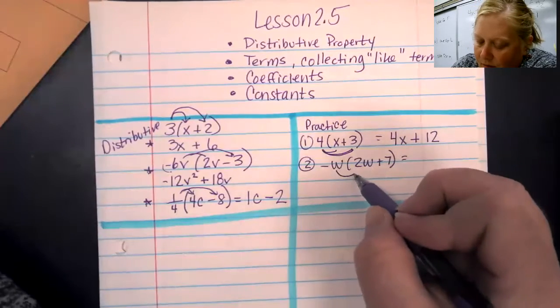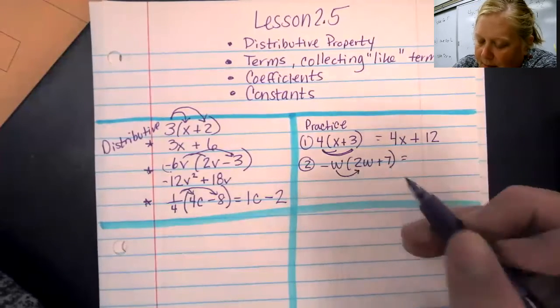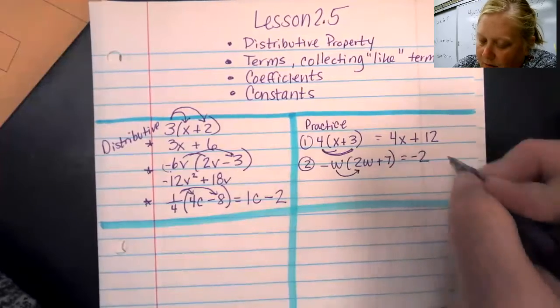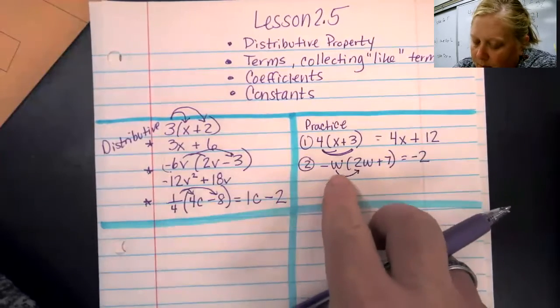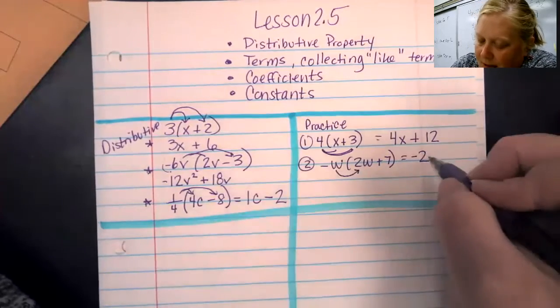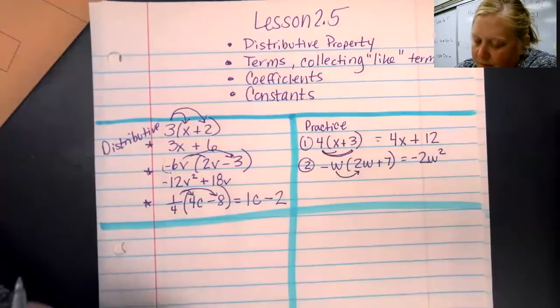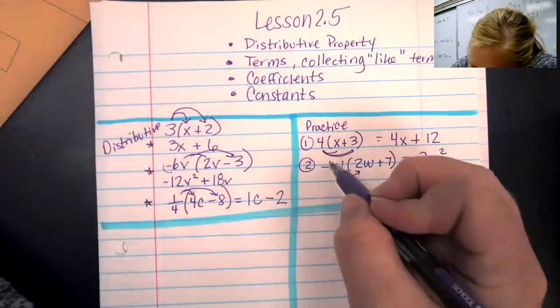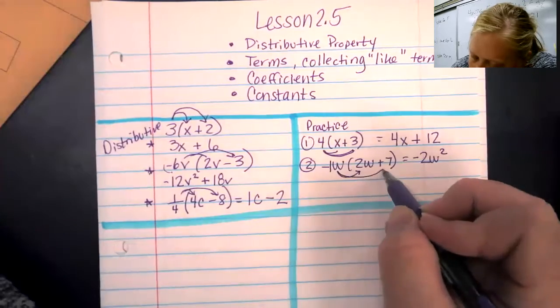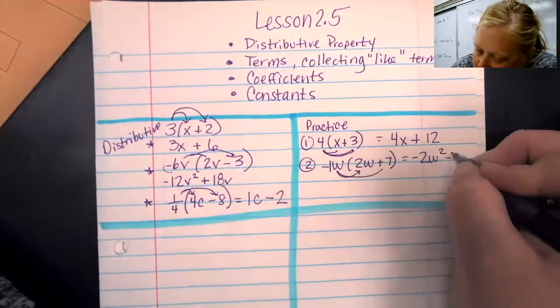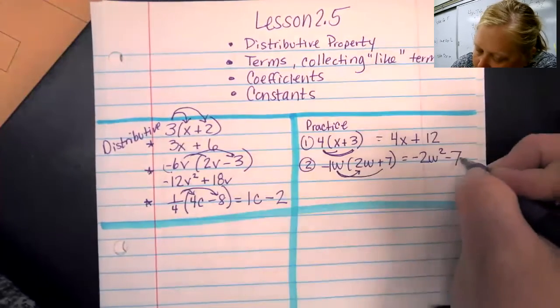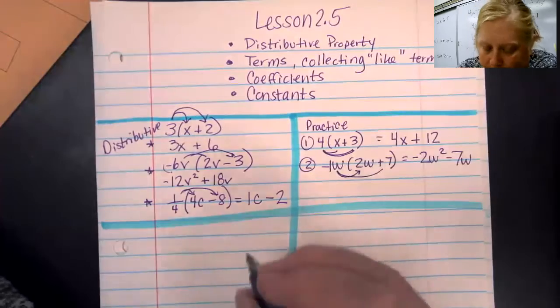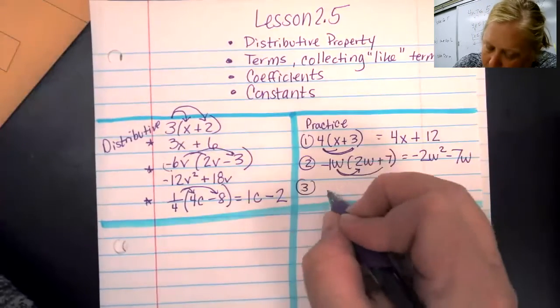Well, a negative times a positive is a negative. 2 W's, W and W make W squared. A negative, so I could even put this as a negative 1. A -1 times 7 is -7. And don't forget to bring along the W. All right, last one.